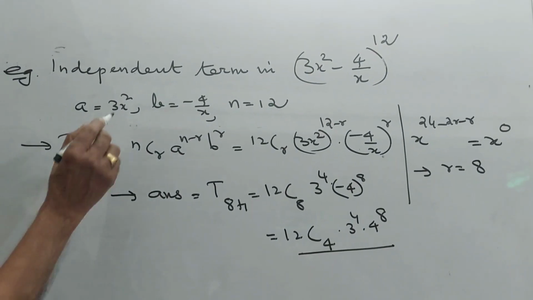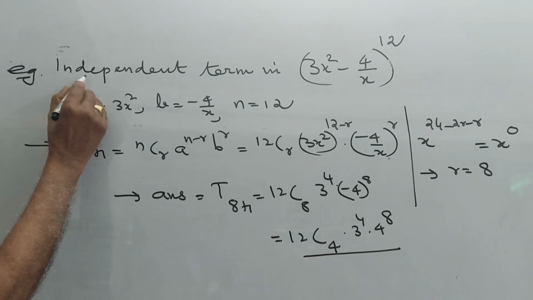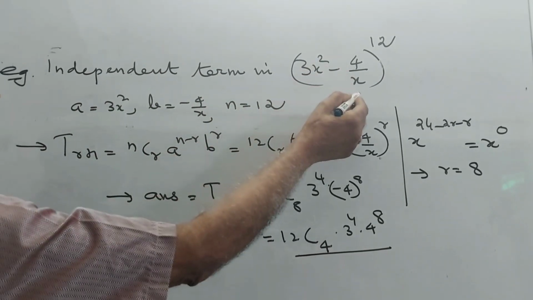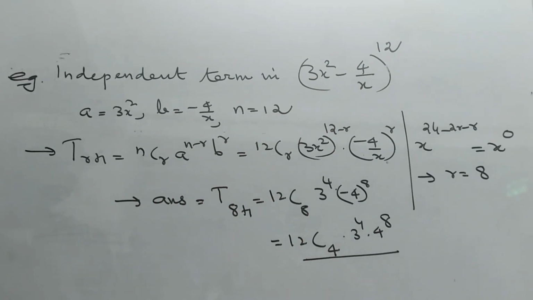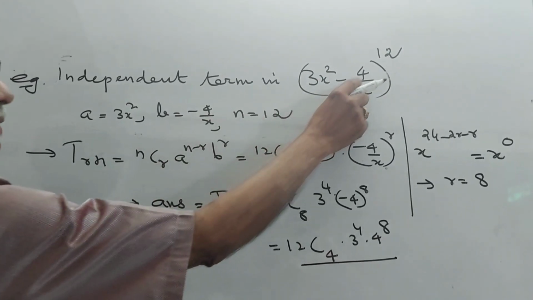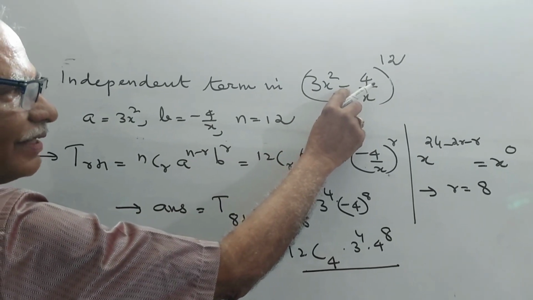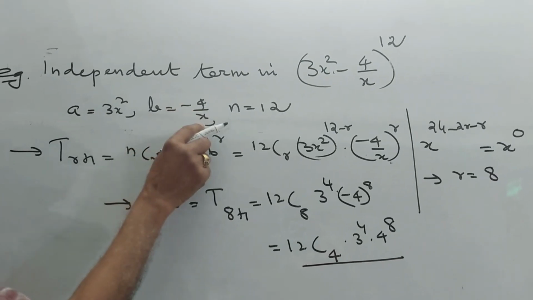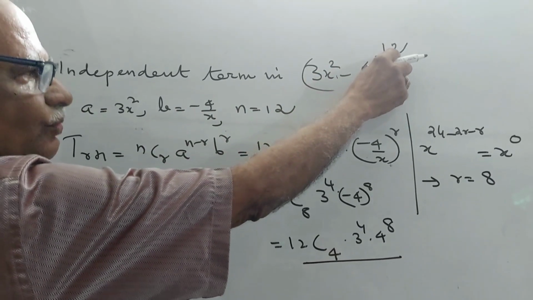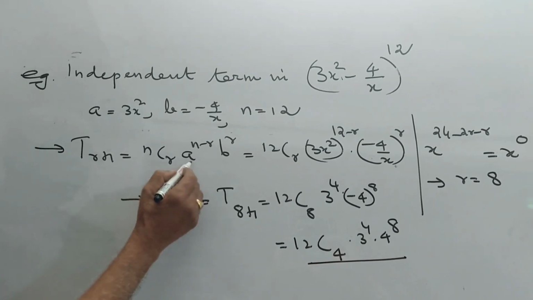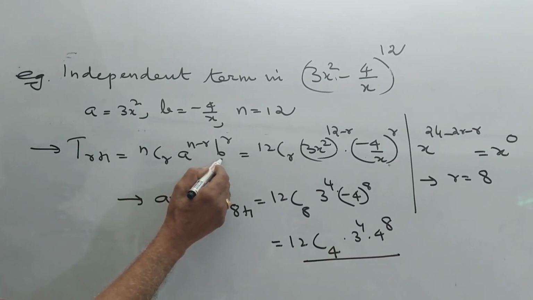We consider an example. The independent term in the expansion of (3x squared minus 4 by x) the whole raised to 12. Here a, the first term, is 3x squared, b is minus 4 by x, and the power n is 12. We have the formula T(r plus 1) is nCr, a raised to n minus r, b raised to r.